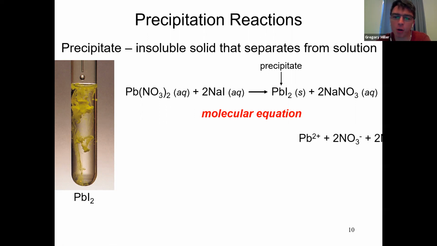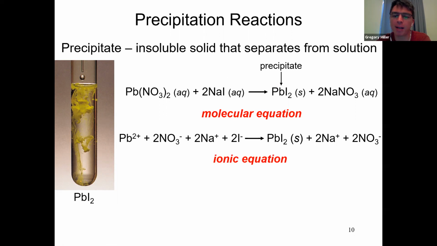From a molecular equation, you can create what's called a complete ionic equation. Anything that is aqueous, anything that's dissolved in water and is a strong electrolyte, which most ionic compounds will be, is separated into their respective ions. So lead nitrate breaks into lead with a +2 charge and nitrate with its -1 charge.